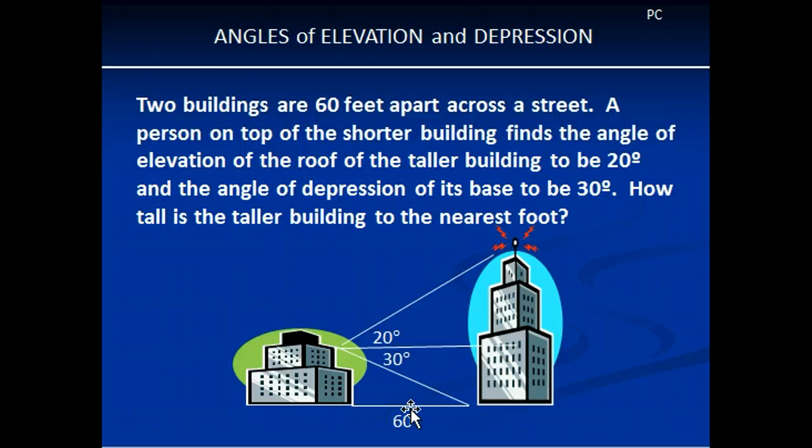So we've got 20 degrees and 30 degrees. They want to know how tall the taller building is. Well, we know that they're 60 feet across, so we can use that. That's our horizontal distance. So now we have two pieces of this triangle, and two pieces of this triangle, because we can use our 60 feet right there. So try to keep track of where your horizontal is. That is the key to all of these problems.